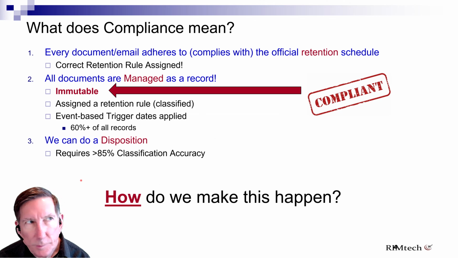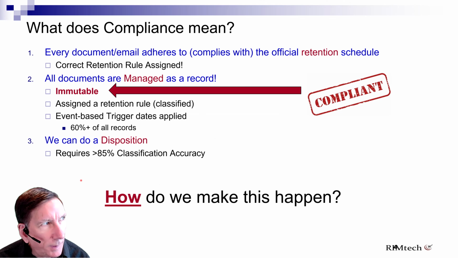And third is that 60 or so percent of all modern records are case records, and they have to be properly managed. Case record just means that it's event-driven. The retention rule applicable to it is event-driven. So the key here is immutability, which means the document cannot be edited or deleted throughout its life cycle.